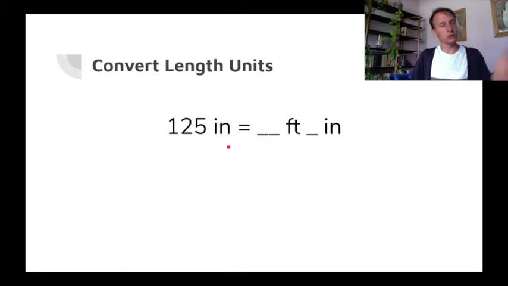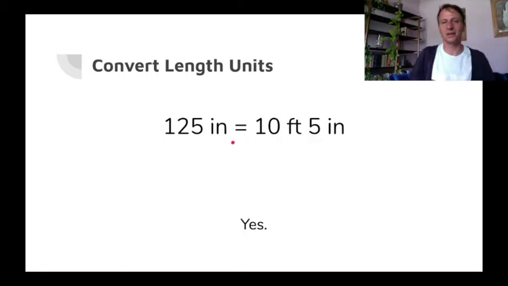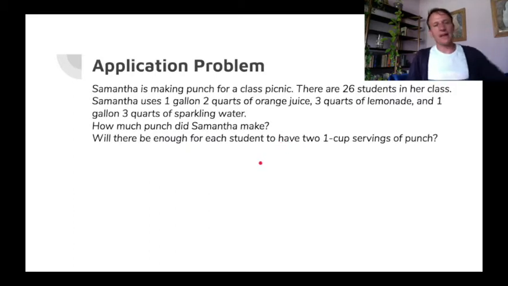There are 5. And you could write out the long division and do it that way. Okay, because 12 times 10 is 120 and 5 more. Great. Samantha, that punch-making demon, is at it again.